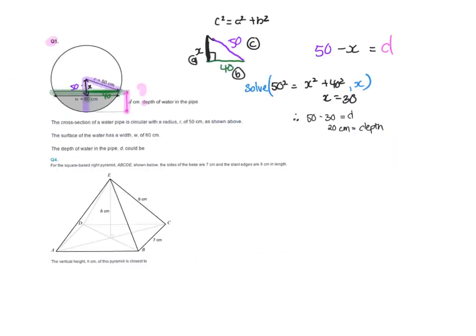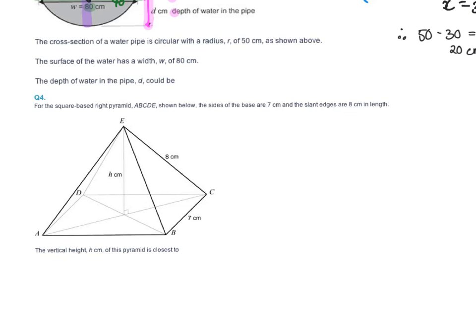Okay, for a square-based pyramid, sorry, I'm reading this one here. For a square-based pyramid, A, B, C, D, E. So when they label that, they're just labelling all the points or the corners of this pyramid shown below. And the sides of the base of the pyramid, the base is 7 centimetres and the slant edge is 8 centimetres in length. The vertical height of this pyramid is closest to. So this is the question here, and what they want you to know is that is the height. We're trying to work out that height.